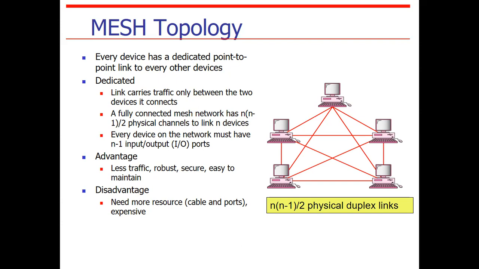A fully connected mesh network has n physical channels to link n devices. Therefore, a fully connected mesh network has n into n minus 1 by 2 physical channels to link n devices. Every device on the network must have n minus 1 input or output ports, called IO ports. Therefore, it is a dedicated link that carries traffic only between the two devices it connects.